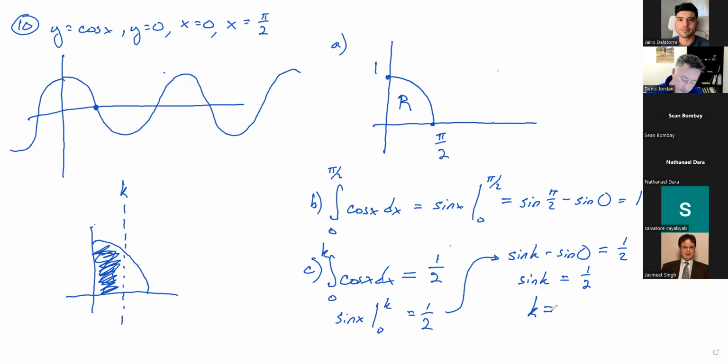Pi/6. Where's the second value? And 7 pi/6. No, sorry, that was a little too far. 5 pi/6. There you go.